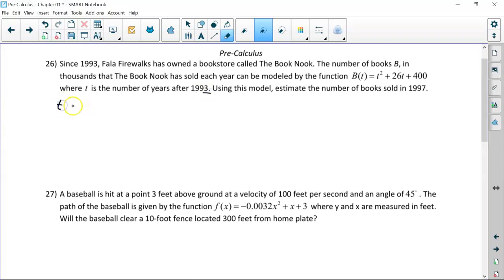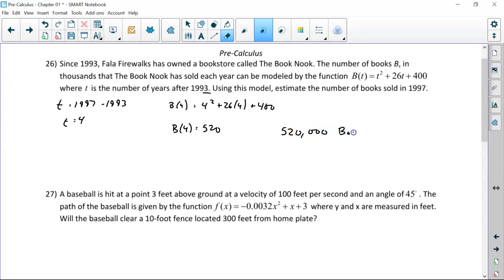So to find out what T is, it's going to be the year we're looking at, 1997 minus 1993. So our value for T is going to be 4. We're just substituting our values. So for B of 4, it's going to be 4 squared plus 26 times 4 plus 400. So B of 4 is 520. So the number of books is 520. Since B is in thousands, 520,000 books. Not just 520, but 520,000 books.